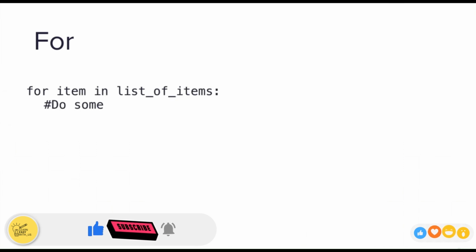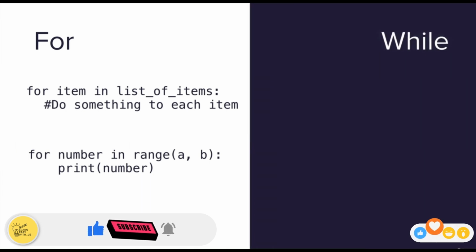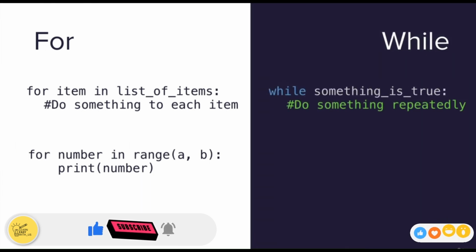Let's compare this against the for loop that we've seen before. So we've seen sort of two flavors of the for loop. One where we're looping through a list of items to do something with each item in the list. And the other is using a range function where we create a range between A and B and then we use every number in that range to do something. For example, in this case would be to print it out. The while loop looks something like this. And in this case, while this particular condition is true, then we go inside the loop and we do something repeatedly. And it's only when this condition becomes false does the loop stop.